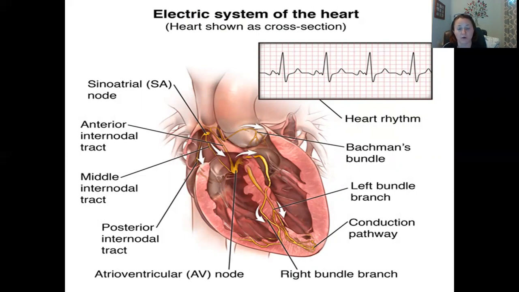Some of those cells in your heart have the ability to generate their own electrical pulse. That is called automaticity, so that is very special for those particular cells. They generate an electrical pulse, and then that electrical pulse travels along a pathway, and with that electrical pulse, those cells then contract along that pathway, and that leads to the contraction of those chambers of your heart.